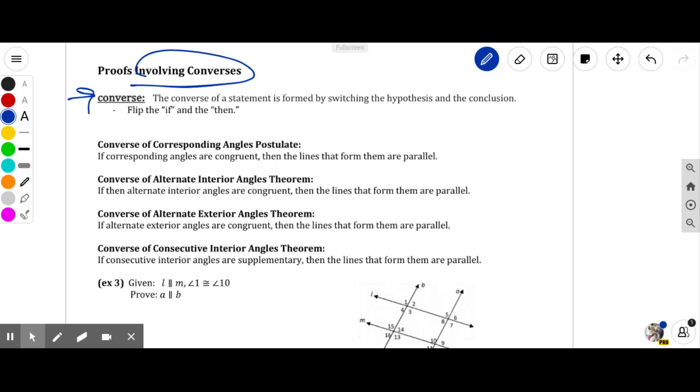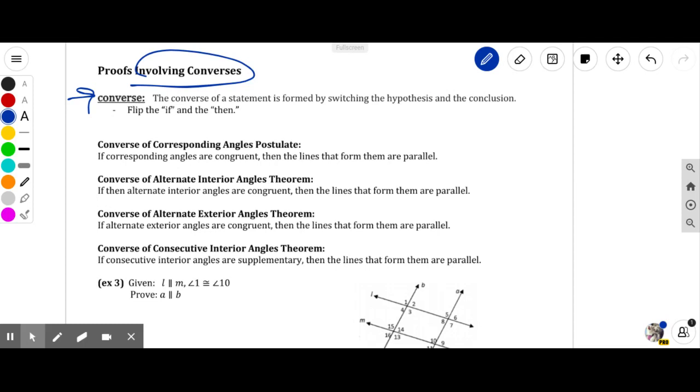A converse is when you take a statement, called a conditional statement. All these theorems and postulates are conditional statements. It basically is an if-then statement, kind of like the statement, if it is Monday, it is an asynchronous day. That's a conditional statement. The converse is if you flip the if and the then. So the converse of my example would be, if it is an asynchronous day, it is Monday. See how I flipped it? First I said if Monday, then asynchronous. Now I'm saying if asynchronous, then Monday.